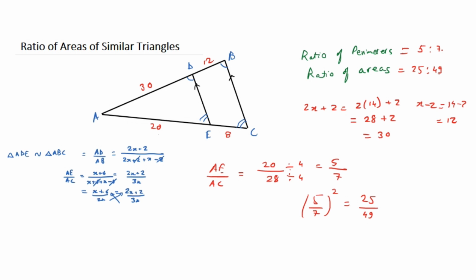Okay guys, that brings us to the end of the video, and we did quite a few problems here. We in fact managed to do 3 or 4 different problems, and we also learned how to prove that the ratio of areas of similar triangles is equal to the square of the ratio of the corresponding sides of the similar triangles.